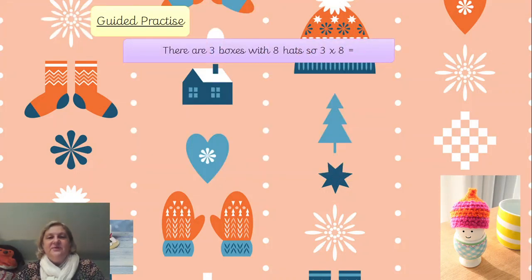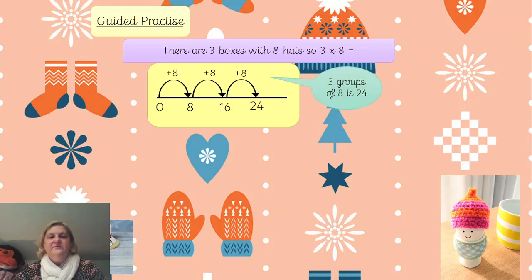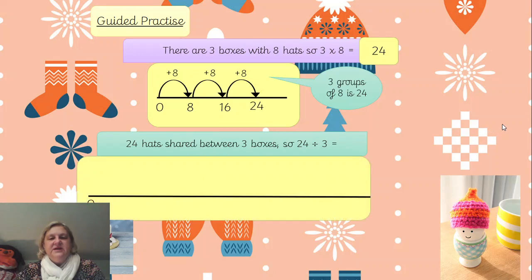So your guided practice is coming back to the boxes and the hats question. Okay, so we've got 3 lots of 8, so our jumps are going to be in 8s. There we go. So the 3 groups of 8 equals 24. Don't forget to put your answer in. And then we've got the dividing question, 24 divided by 3. There's your number line.